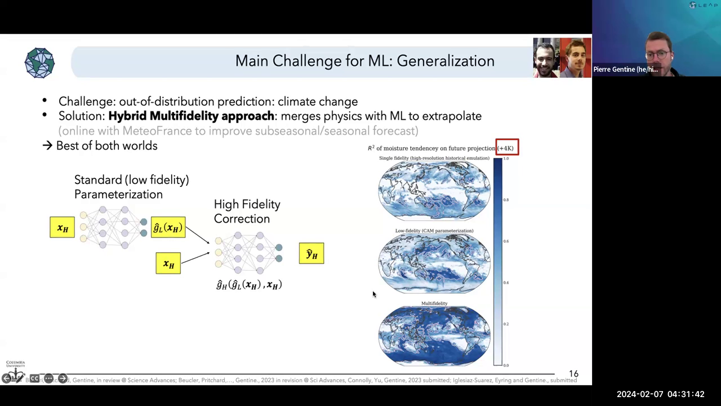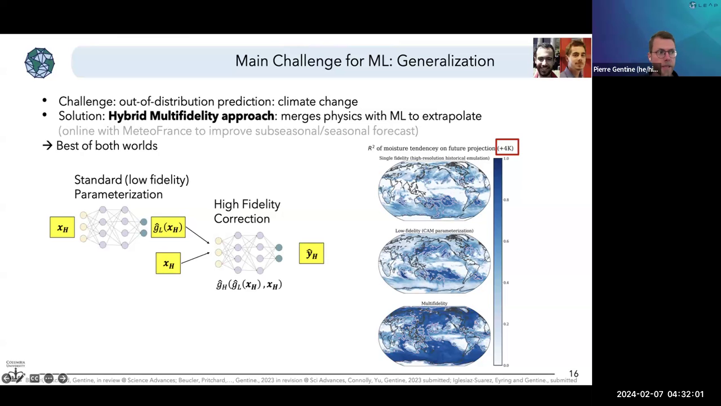Interestingly, when we look at the physical model here, which is brought into the future, it's actually doing a better job than the high resolution model that's trained just in the past. So you could say that it's actually a better model, even though we were so happy about the emulation based on machine learning.